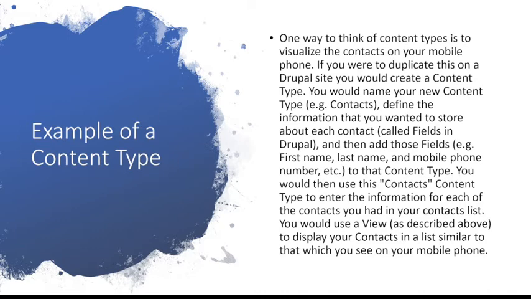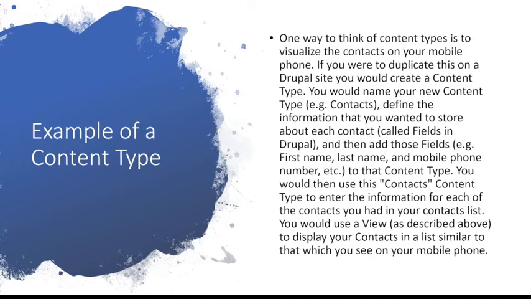So here's an example of a content type. One way to think of it is to visualize the contacts on your mobile phone. If you were to duplicate this on a Drupal website, you would create a content type. You would name your new content type contacts, define the information that you wanted to store about each contact, which are called fields, and then you would add those fields, first name, last name, mobile phone number, email address, etc., to that content type. Then, to use the content type, you would enter the information for each of the contacts you have in your contact list using the content type of contact.